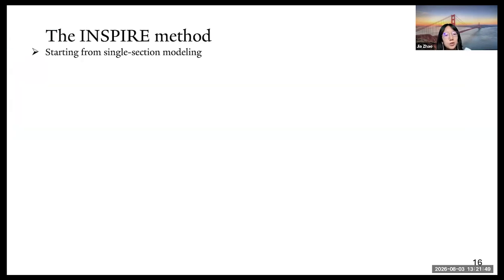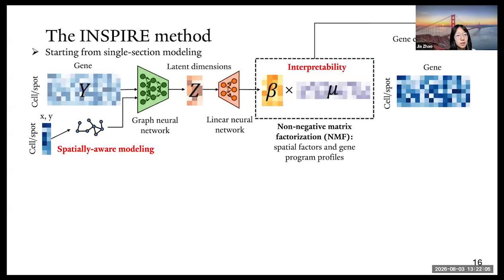To introduce our method, I want to start with single section modeling, because if we understand that, then it's quite natural to extend it from one section to multiple sections. So, starting from one section modeling, recall that for each section, we have two matrices. One is the gene expression matrix, which we denote with a big Y, and the other is the spatial location information.